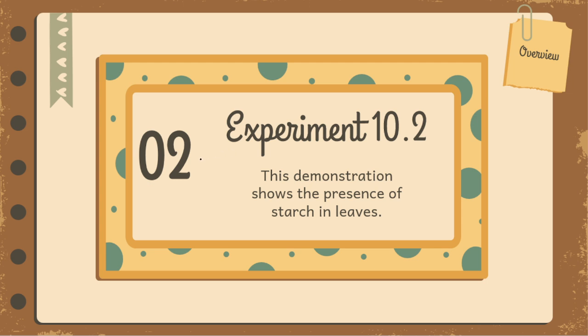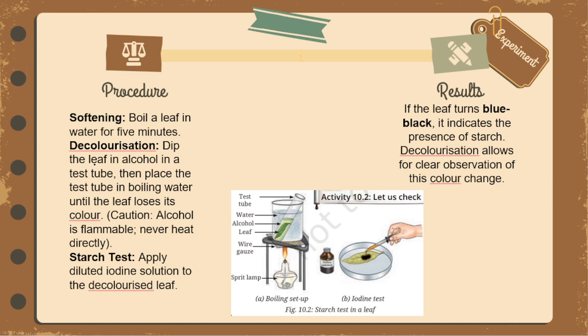Now experiment 10.2. This experiment shows the presence of starch in leaves. We'll see if the presence is actually there or I'm just faking. You have to take a leaf and boil it for 5 minutes. Then the boiled leaf will be dipped in alcohol. Then again you have to boil the leaf. The leaf will be decolorized. The decolorized leaf will be tested in iodine solution. If it turns blue black, then it indicates that starch is present.